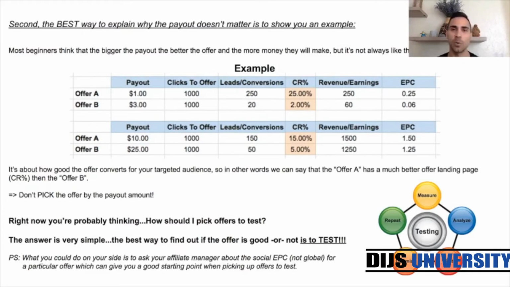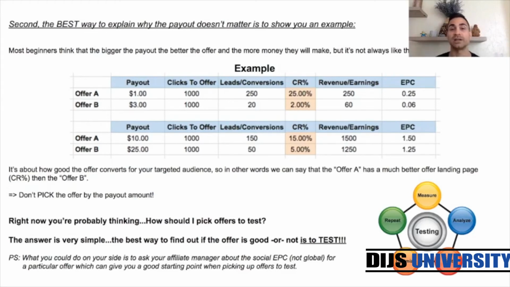So let's say that what you can do to actually get a good starting point is to ask your affiliate manager about the social EPC, so not global. That EPC that you see inside your affiliate network is the global EPC, so it combines all the traffic together from all affiliate marketers that run or ran that offer before, right? So you can ask your affiliate manager for the social EPC for a particular offer, which can give you a good starting point when picking offers to test.